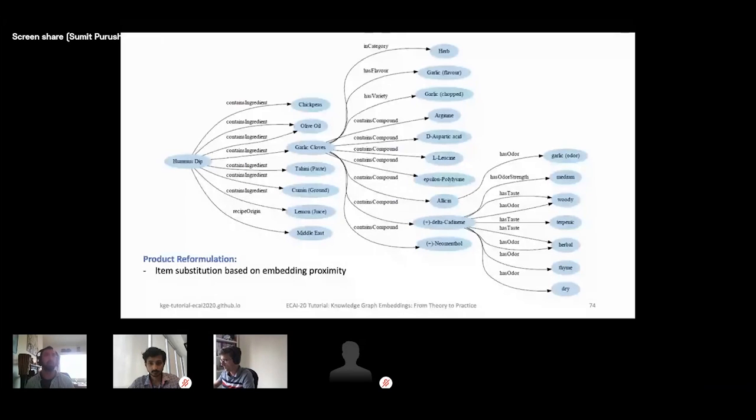And again, depending on the kinds of facts that we're including in a knowledge graph, we'll get different kinds of suggestions on this.